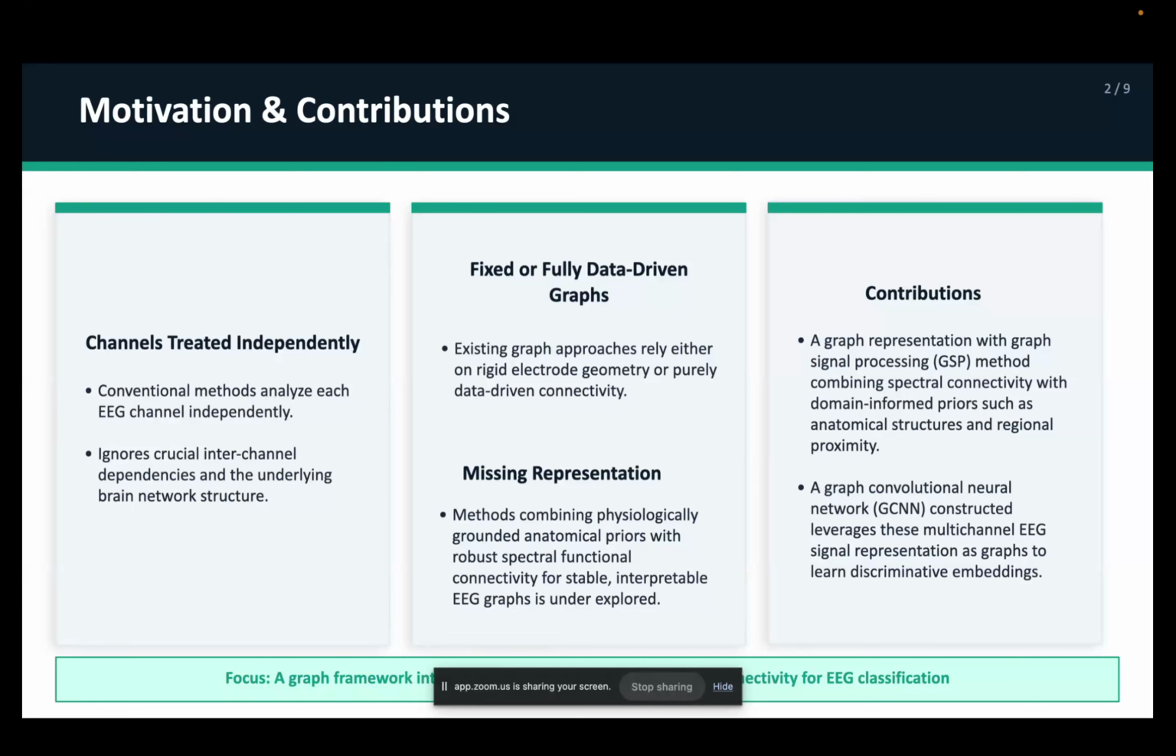The contribution of our work involves a graph representation with a graph signal processing method combining spectral connectivity and domain-informed priors such as anatomical structures and regional proximity, and a graph convolution neural network constructed to leverage this multi-channel EEG signal representation as graphs to learn discriminative embeddings.